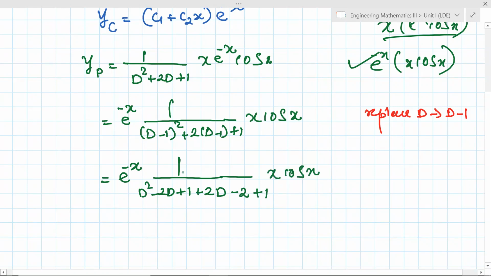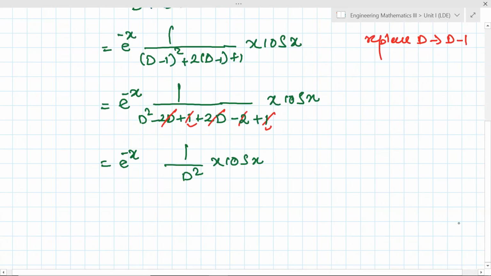Okay, see what is happening here. So minus 2d plus 2d get cancelled. This 1 plus 1 is 2 and it cancels with this minus 2. So only d square is there. Only d square is there. So this is equal to e raised to minus x, 1 upon d square into x cos x.